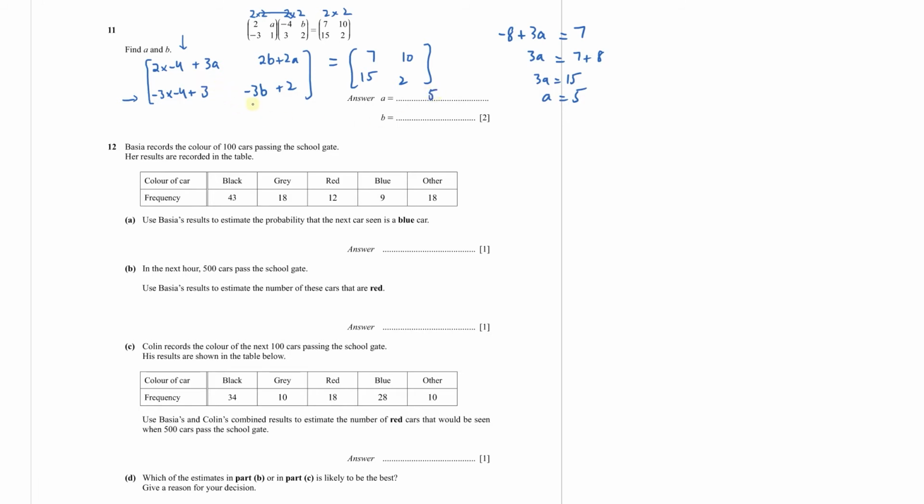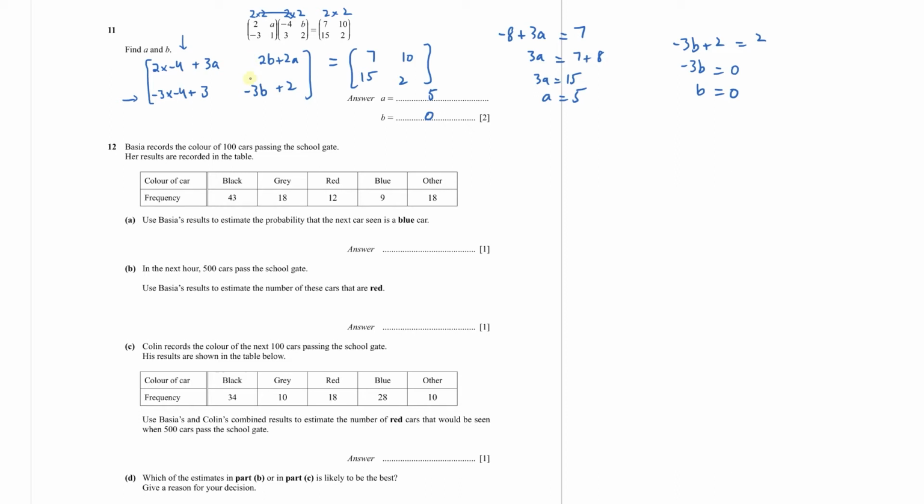Then to find b, I can use this equation, which only has b as the unknown, and I can equate it with the corresponding value in the right side matrix, which is 2. So minus 3b plus 2 equals 2. If I take this 2 to the other side, it becomes 2 minus 2, which is 0. So this gives me b equals 0.